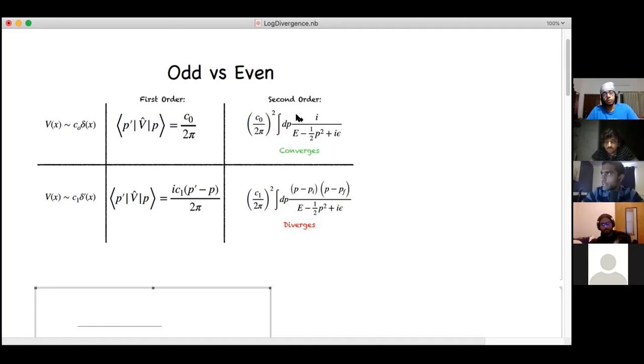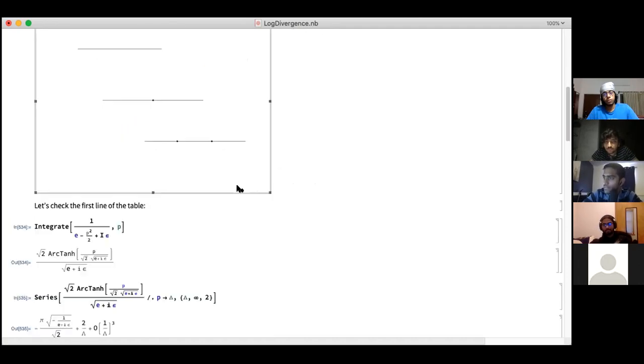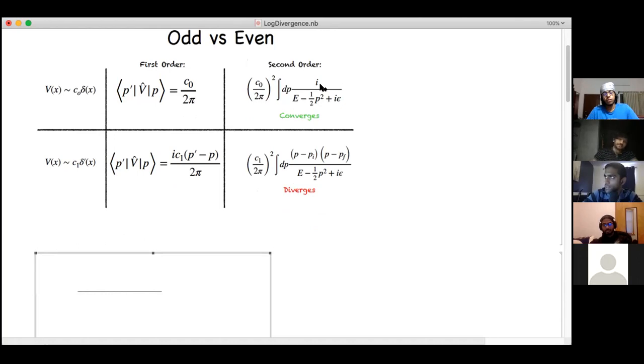So then to second order, what we're going to have is some propagation between vertices. And that's what this function denotes. And the fact that we're summing over all momenta in the middle is the integral here.